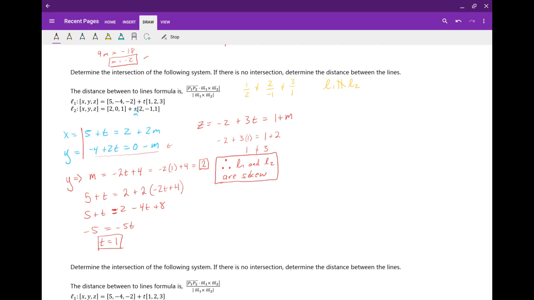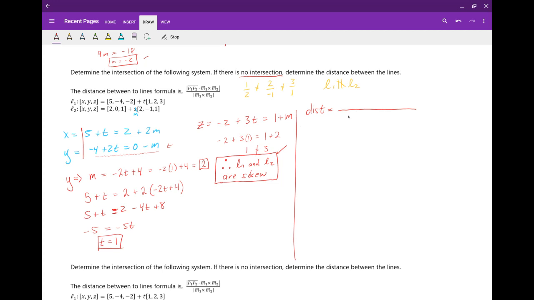That's the answer. But then it goes on to say, well, if there is no intersection, meaning if they are skew or parallel, then determine the distance between the two lines. Okay, well, in order to find the distance between two lines, I'm going to use this formula here, right? It's P1, P2 dotted with M1 cross M2, and that's absolute value divided by the magnitude of M1 cross M2, okay?